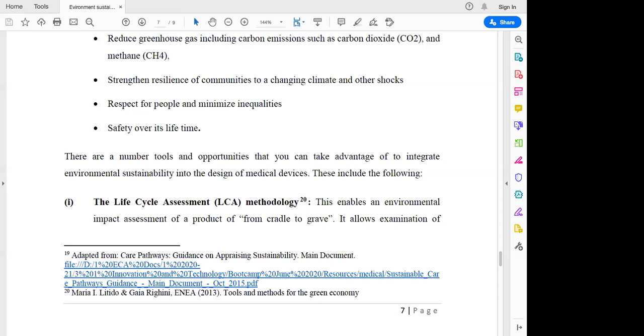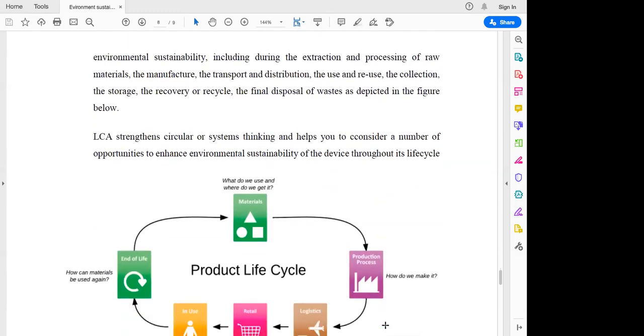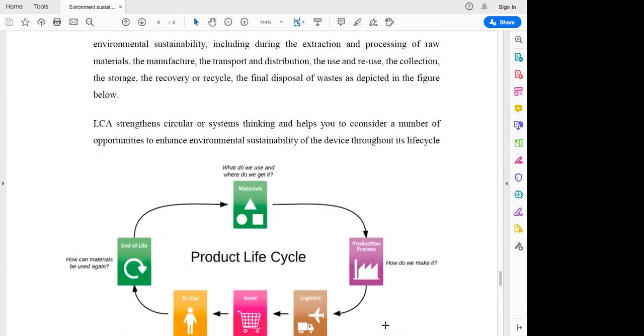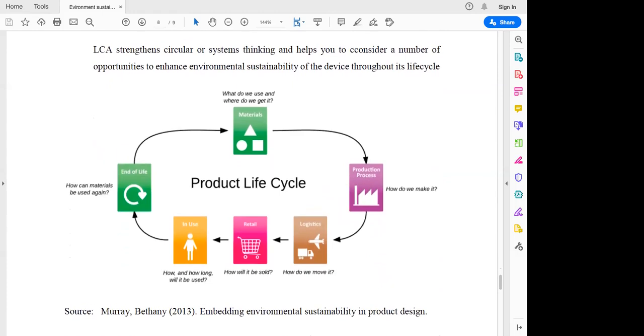It allows examination of environmental sustainability, including during the extraction and processing of raw materials, the manufacture, the transport and distribution, the use and reuse, the collection, the storage, the recovery or recycle, the final disposal of waste, as you can see from this diagram. If you move a little bit up, I would like to show them where you should be able to look at what do we use and where do we get to produce the device, okay?